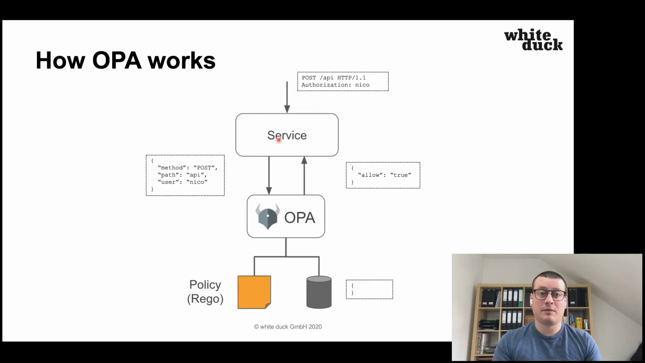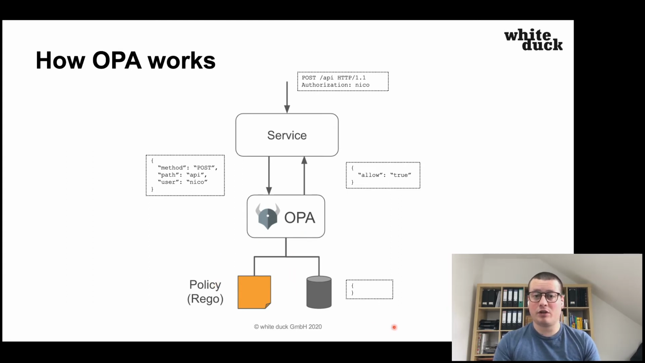So just an example with a little bit more data, a little bit more deep dive. Let's say we have an API and we have a POST call to /API from an authorized user. In this case, it's just Nico. So our application will then send JSON with the method, the path, and the user to Open Policy Agent, and then Open Policy Agent will use its policies to decide whether Nico is allowed to post to the API or is not allowed to post to the API.